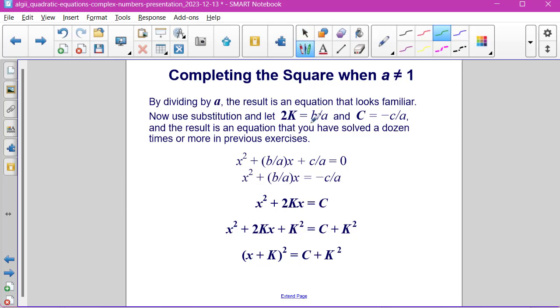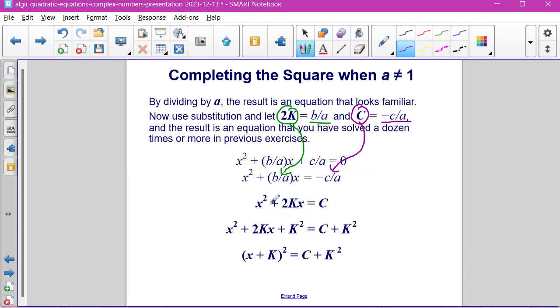Well, if 2k is equal to b over a, I can take 2k and substitute it in for b over a to now have x squared plus 2kx. And then we have capital C is equal to negative c over a, so we can take C and substitute it in this place. So x squared plus 2 times k times x is equal to capital C.